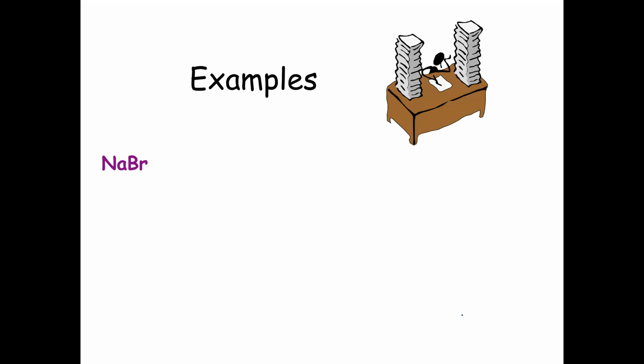NaBr. The first thing I need to do is know the name for Na and the name for Br. Sodium from table S. Don't always assume that you know the name; make sure you double check on table S. And then bromine for the Br. Now the first element keeps its name, so sodium stays sodium. And since they've merged into this happy chemical compound, the bromine becomes bromide. So that's sodium bromide.